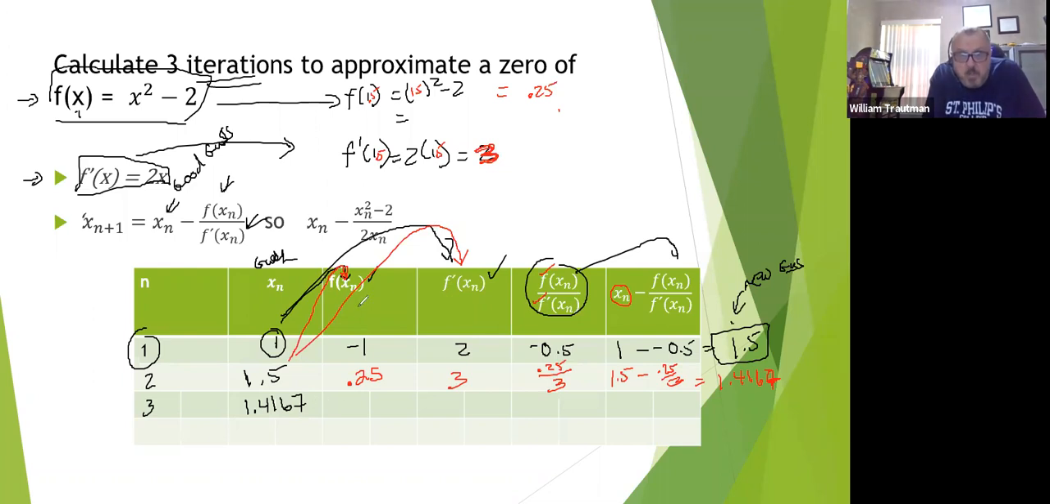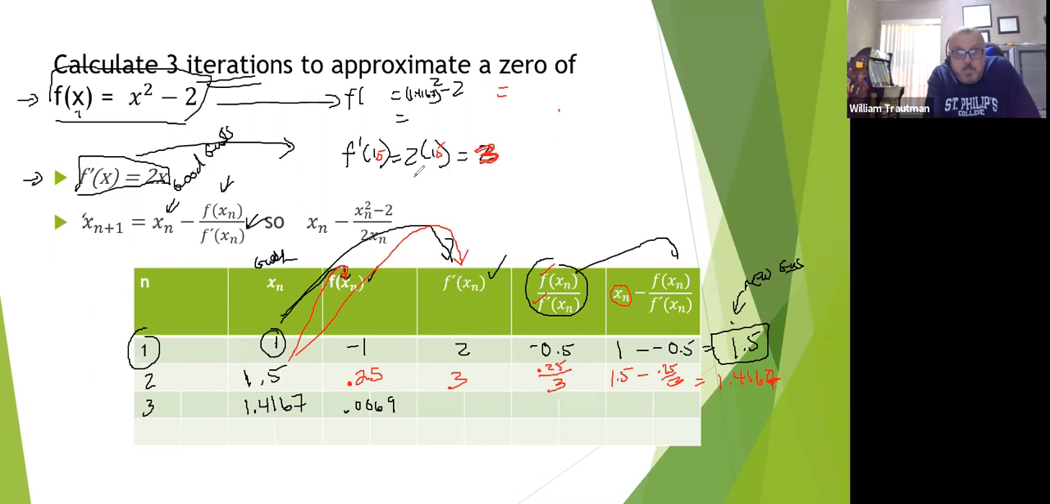So now we're plugging in 1.4167. I'm going to put that whole decimal in here: 1.4167 squared minus 2. I have it on my calculator already: squared minus 2. And when I put that in my calculator, I hope somebody's checking my work, I get 0.0069, but I'm just going to take it here.